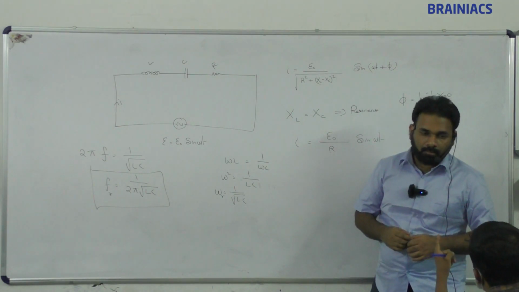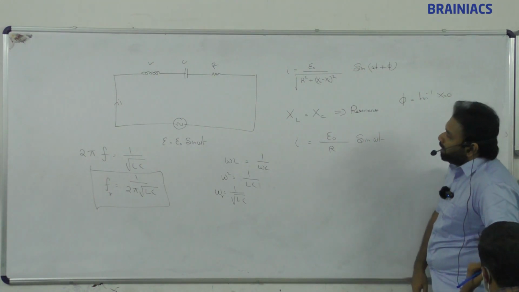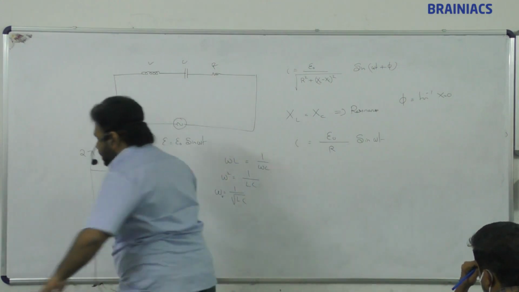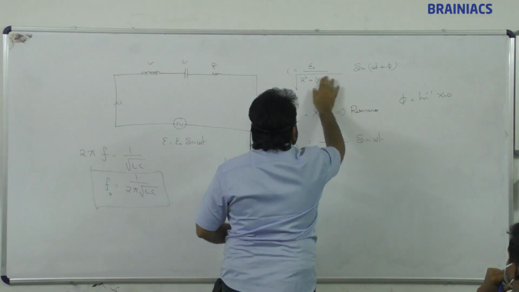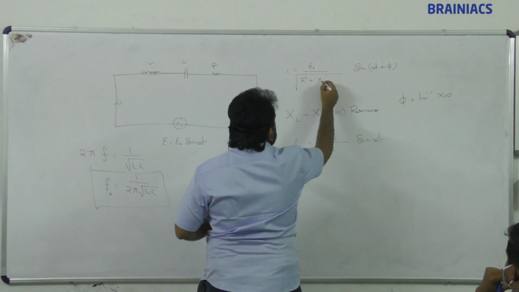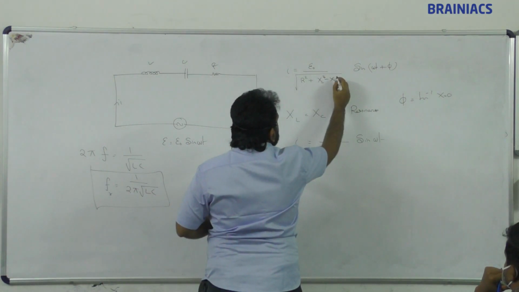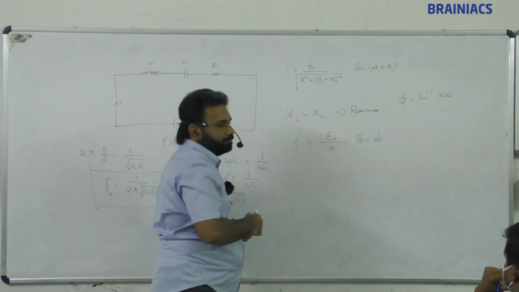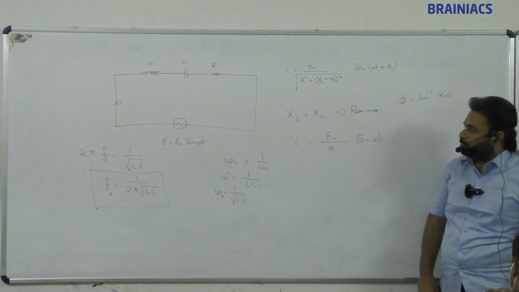Is it XL square minus XC square, or the whole square? What was the impedance previously we said? This is R square plus XL square we used to do, right? So this is going to be R square plus (XL minus XC) the whole square. Yeah, that one. Clear or what?